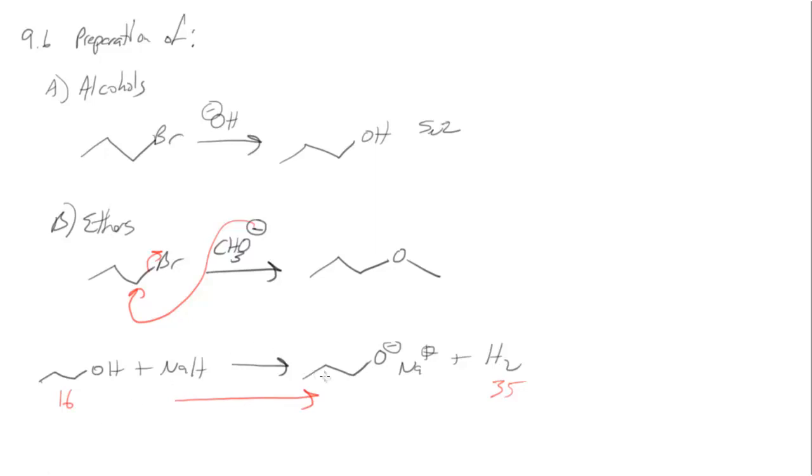And once I have that alkoxide, I can do several things with it. One of the things that I can do with it is to make an ether out of it, just like it did in the reaction above. So I took an alkyl halide with an alkoxide to make an ether. So I could take my new alkoxide I just made and add an alkyl halide. It undergoes nucleophilic substitution to make a new ether.